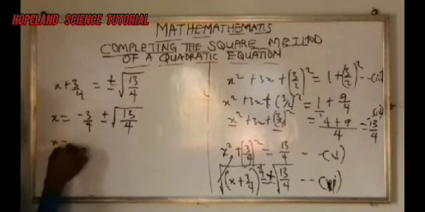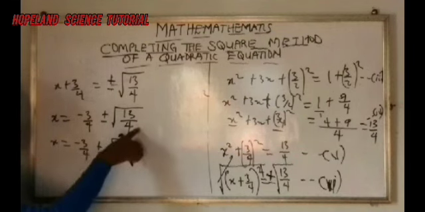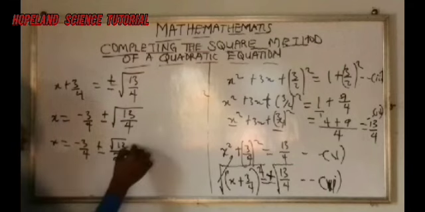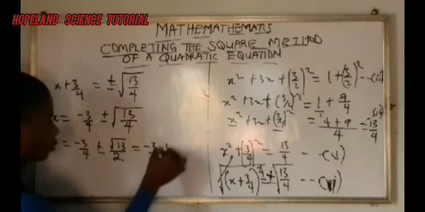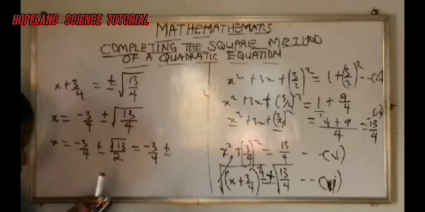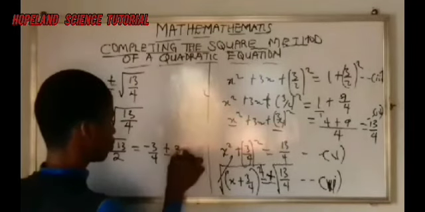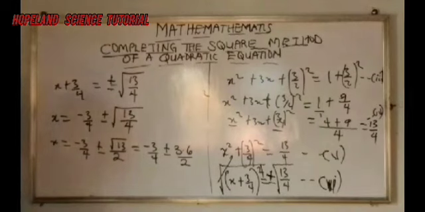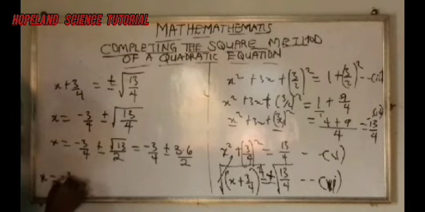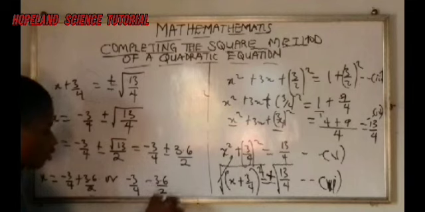So at this point, x is equal to minus 3 over 4 plus or minus square root 13 over 4. Of course, you know the square root of 4 is what? It is 2. So let's continue. Square root of 13 is approximately 3.6, over 2. So at this point, we can now split this plus or minus to say x is equal to minus 3 over 4 plus 3.6 divided by 2, or minus 3 over 4 minus 3.6 all over 2.